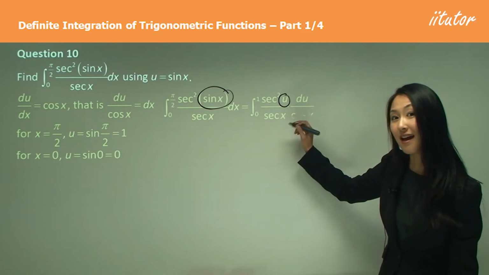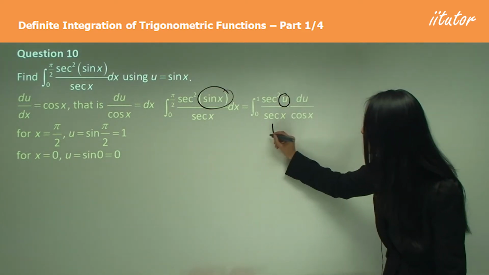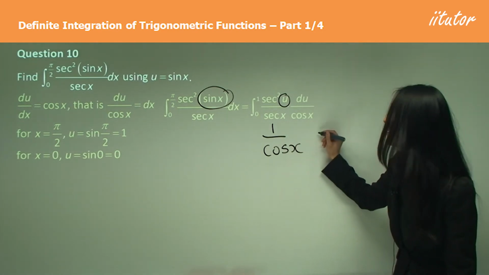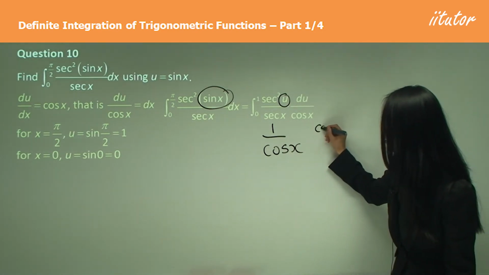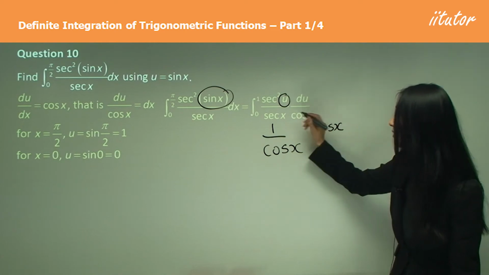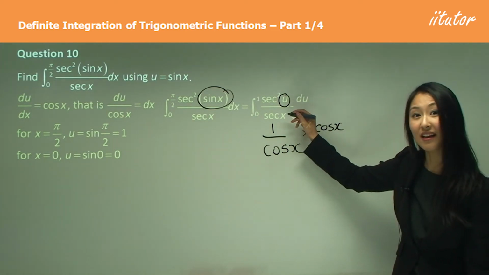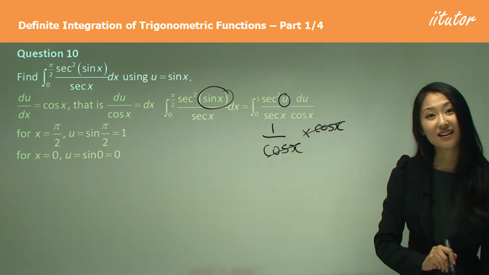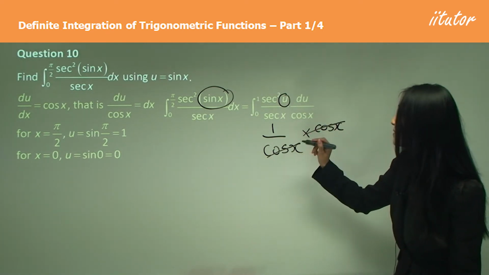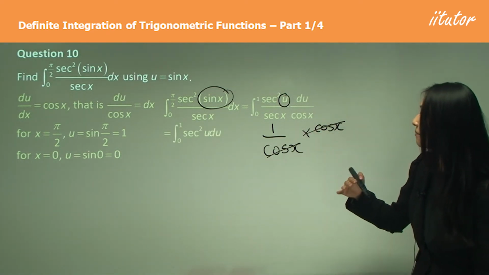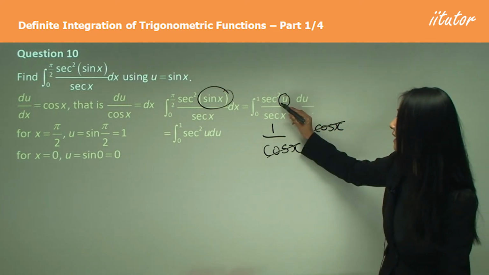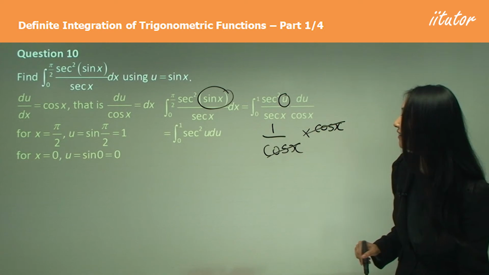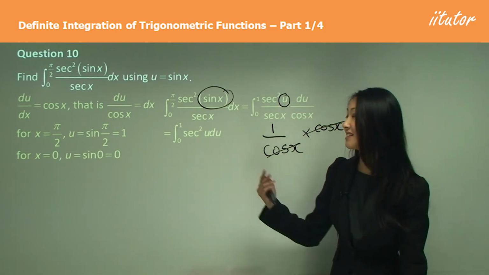Because sec x is essentially what? That's right, it's essentially just 1 on cos x. So if that's going to be cos x here, and it's multiplied in between there, you can essentially just cancel those. Can you see that? So I've just cancelled that. That's why I'm left with just sec squared u du, because I've gotten rid of those two. And now I can integrate that.